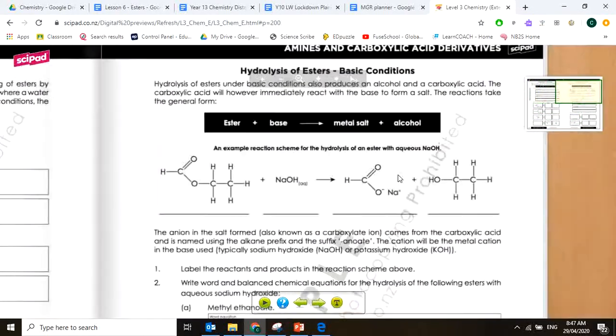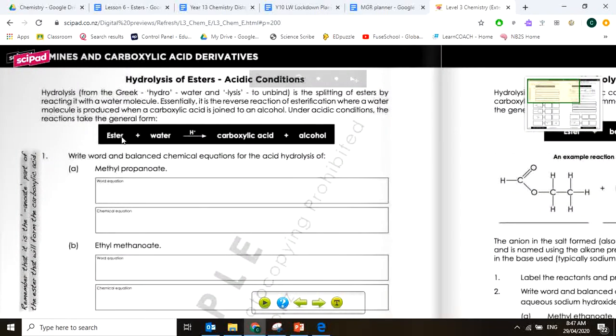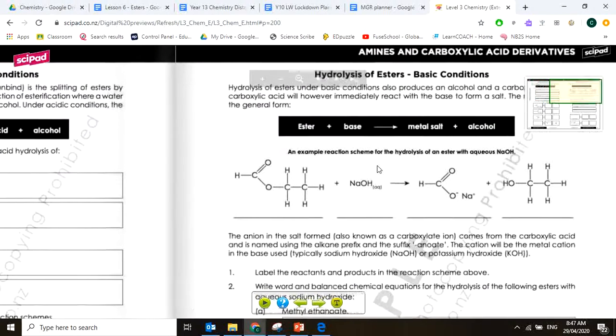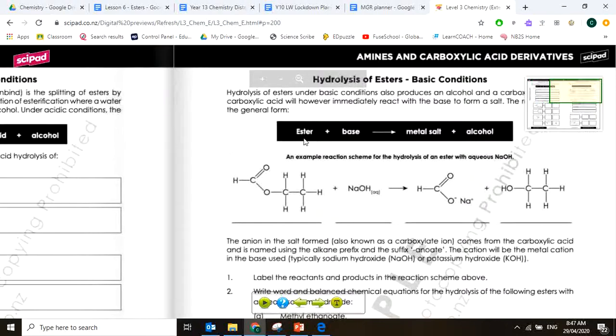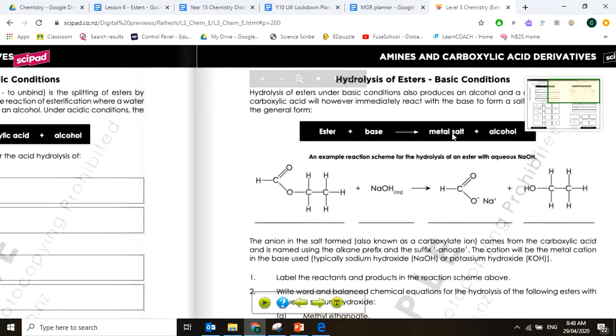Okay, let's have a look at base hydrolysis. So actually, let's just quickly go back to acid hydrolysis. Ester plus water, and we're using acid conditions, forms carboxylic acid and alcohol. Over here, base conditions. Ester plus water. Okay, a base has water in it, and it's OH minus as the catalyst. So ester plus base goes to metal salt plus alcohol. So before it was carboxylic acid and alcohol. Here it is metal salt and alcohol.